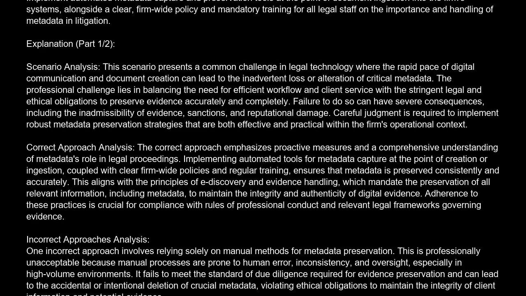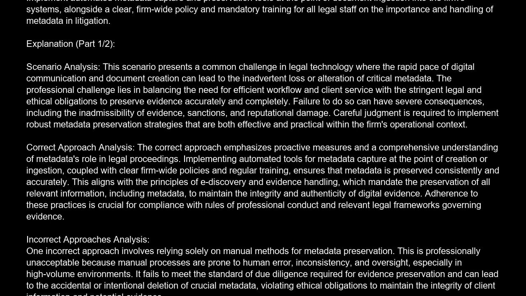The correct answer is C. Implement automated metadata capture and preservation tools at the point of document ingestion into the firm's systems, alongside a clear, firm-wide policy and mandatory training for all legal staff on the importance and handling of metadata in litigation.